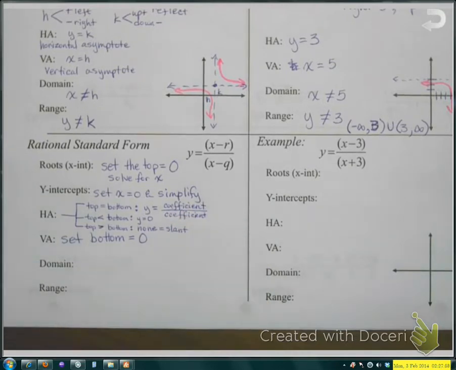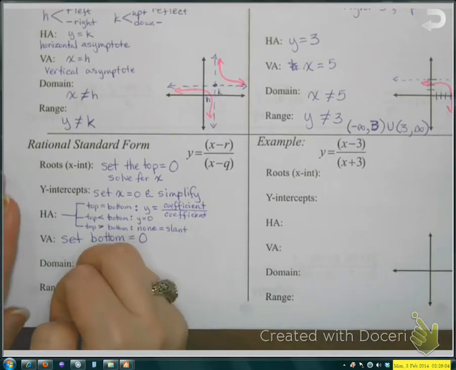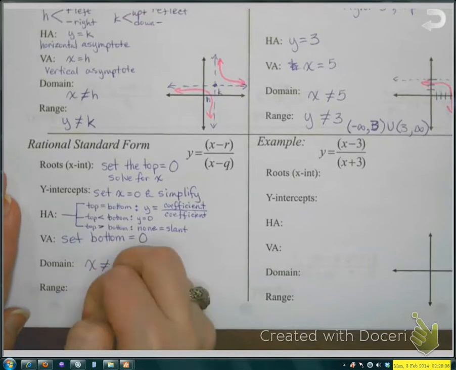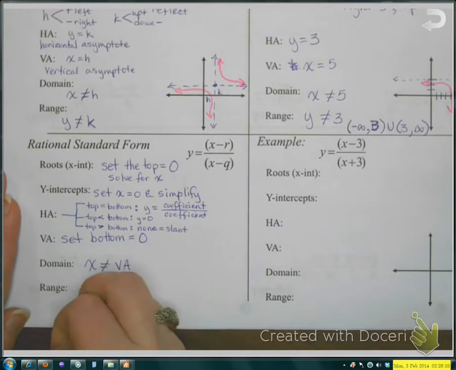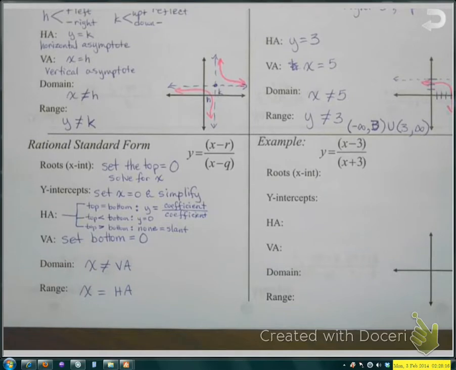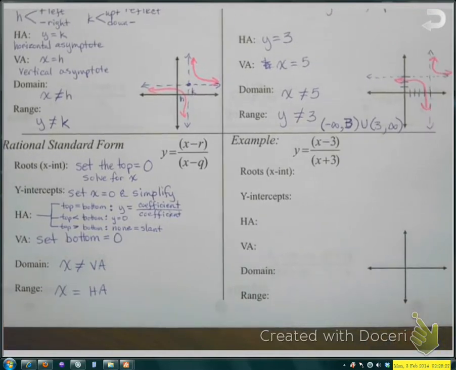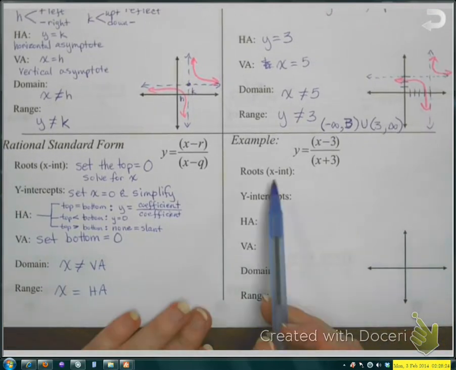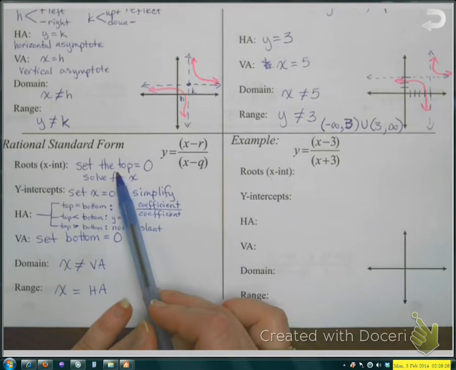Okay? Domain and range get a little tricky on this one. Your domain is everything except where the vertical asymptote is at, and the range is everything except where the horizontal asymptote is at. So now let's look at an example of this. We have a fairly simple function, so we're going to do the root first. We find our roots by setting the top equal to 0.